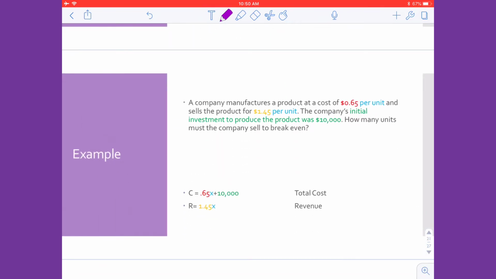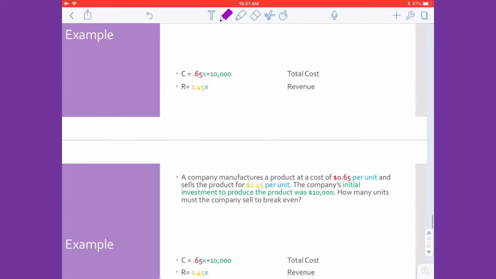So you see that to that total cost equation, I am adding in my $10,000. However, I'm selling the product for $1.45 per unit. So that's my revenue. That's how much I'm selling it for. So I'm getting $1.45 times X because that's representing the amount per unit I'm selling.